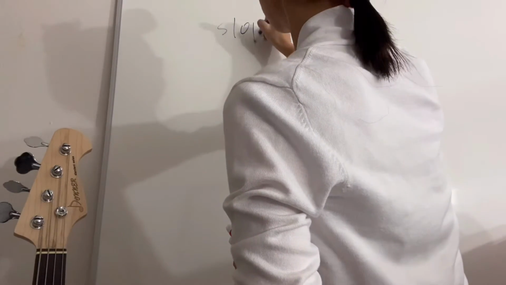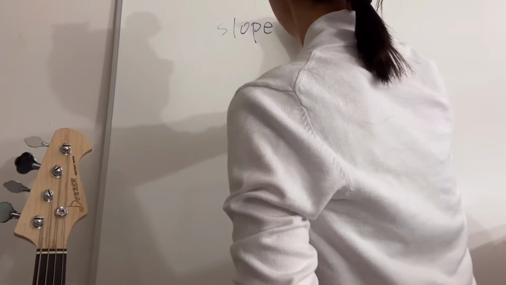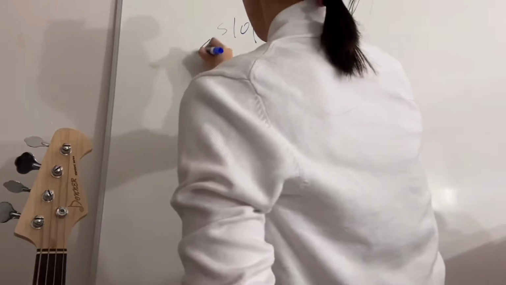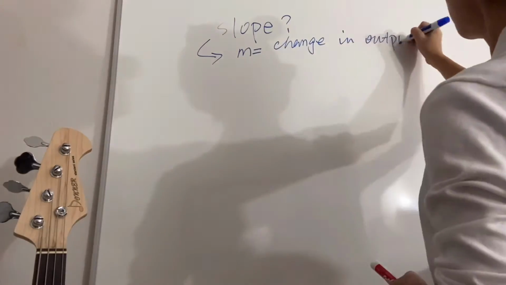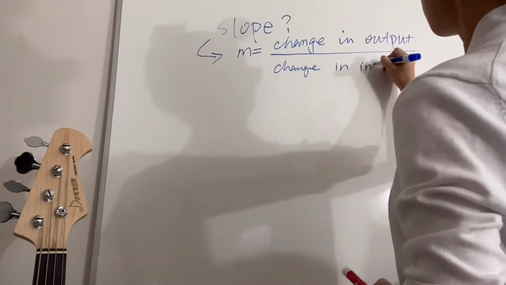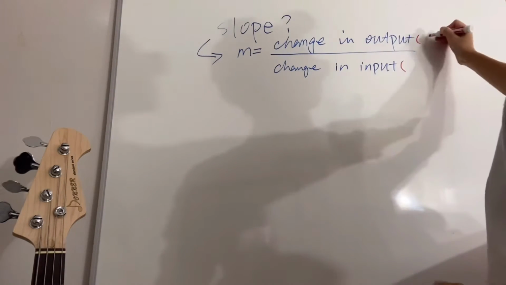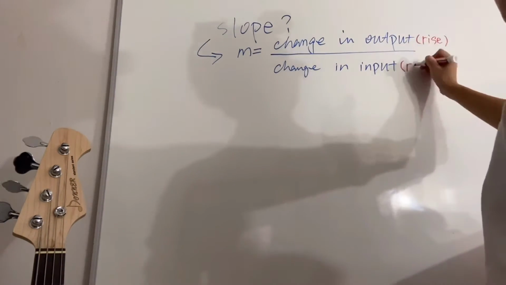First question I'm gonna ask: what is slope? If you don't have any idea, you need to watch this video. Slope can be calculated by the formula m equals change in output divided by change in input. Output means rise and the input means run.